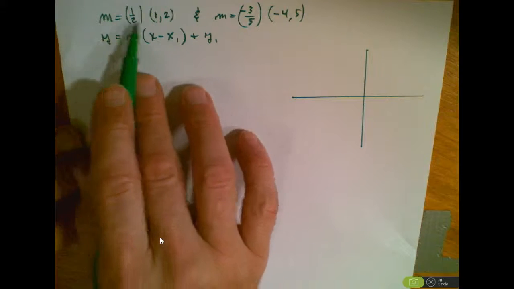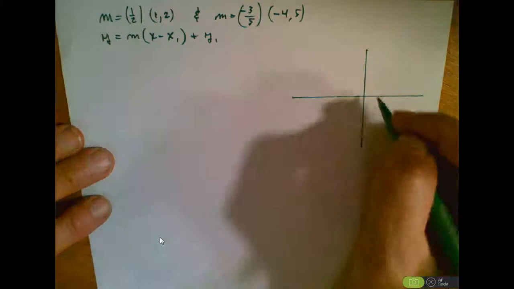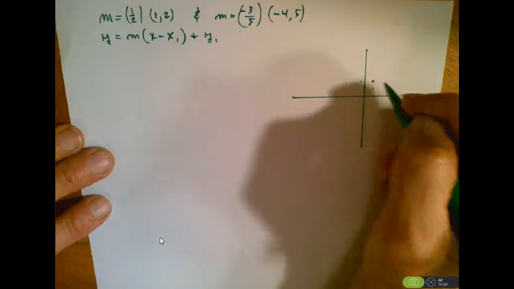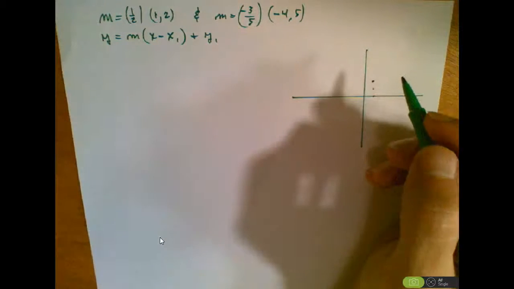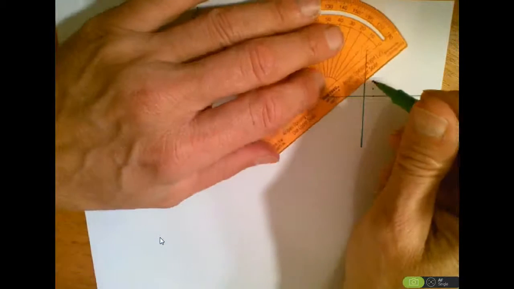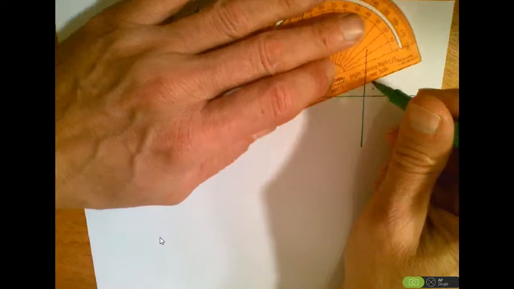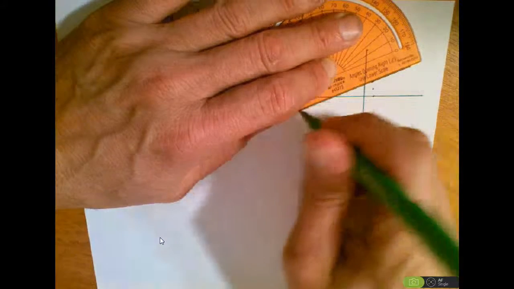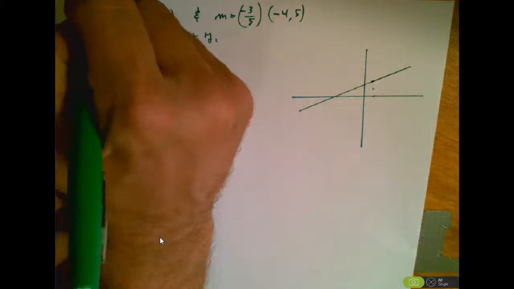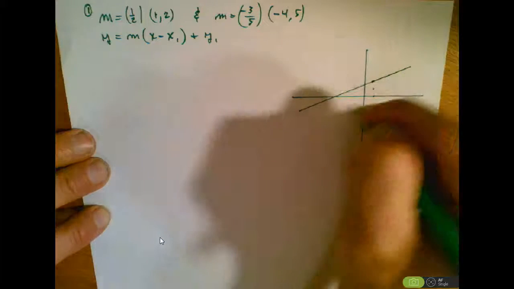The first line we have is going to have the point (1, 2). Okay, so we'll go 1, 2. And it's going to have a slope of 1/2, so we could approximate a slope of 1/2. A 45-degree angle would be that one. So I think this is pretty much good for that one. We'll call that line 1. So this is my line 1.